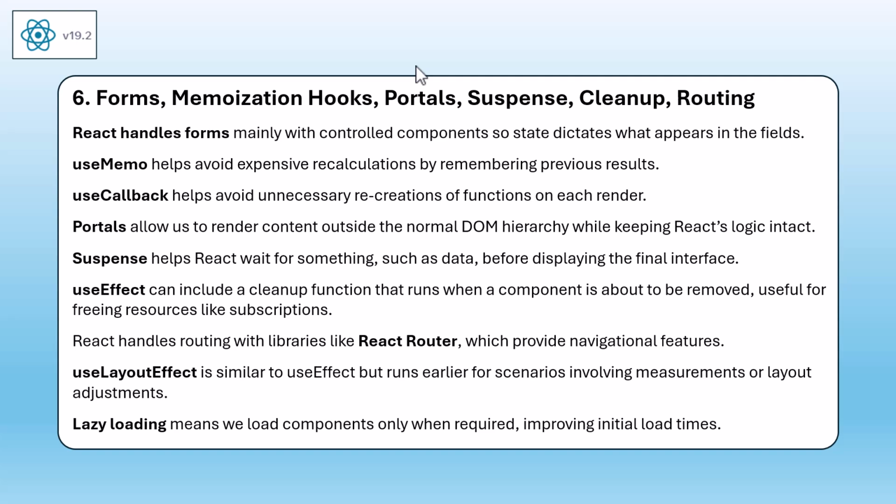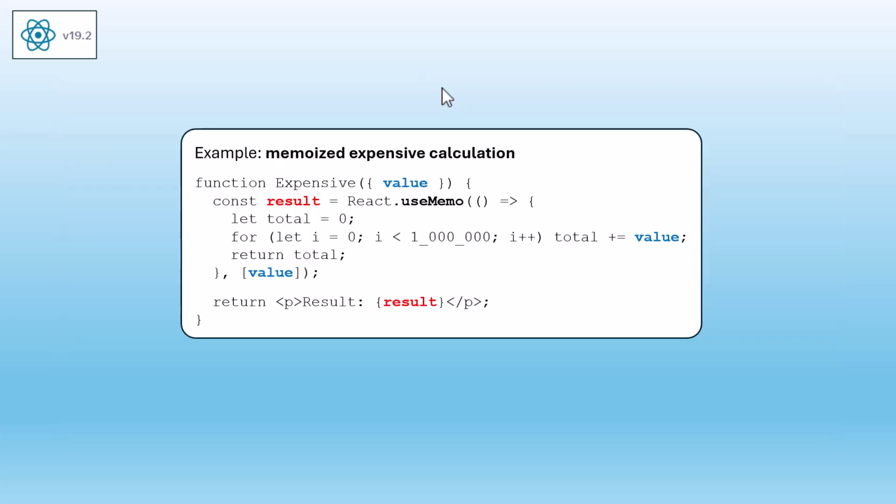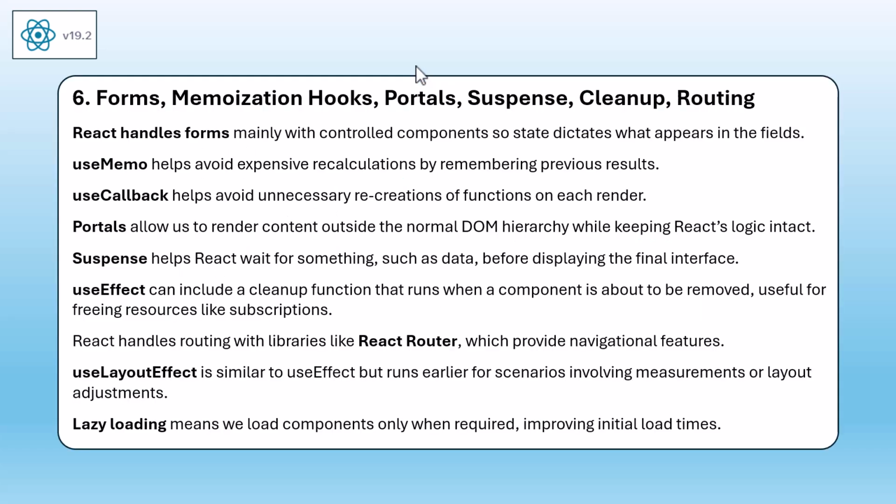React handles forms mainly with controlled components, so state dictates what appears in the fields. useMemo helps avoid expensive recalculations by remembering previous results. useCallback helps avoid unnecessary recreations of functions on each render. Portals allow us to render content outside the normal DOM hierarchy while keeping React's logic intact. Suspense helps React wait for something, such as data, before displaying the final interface.